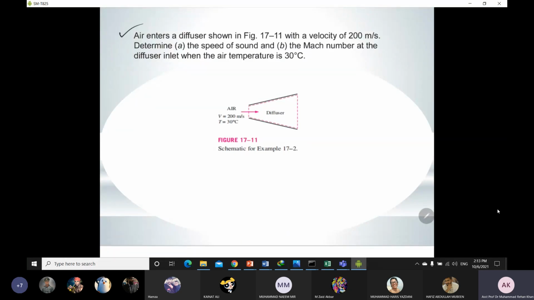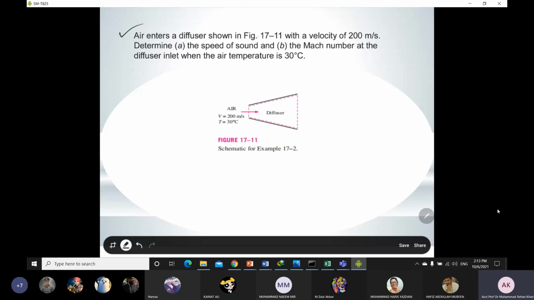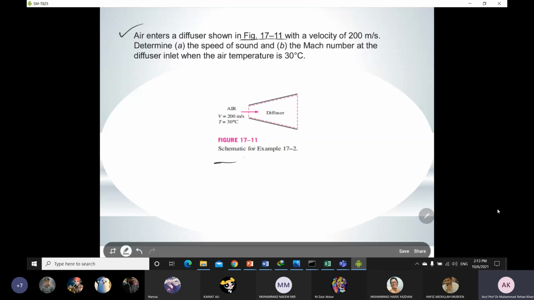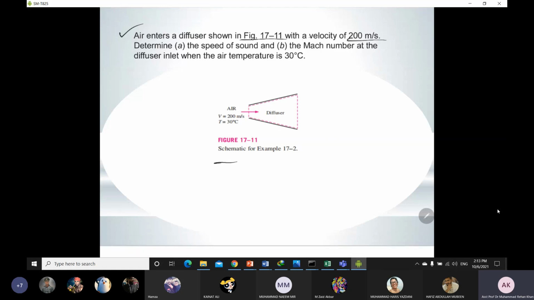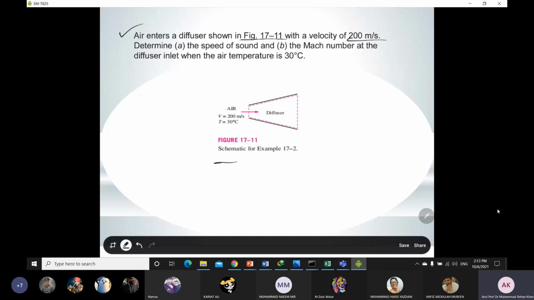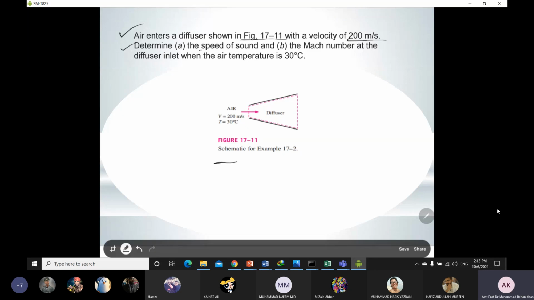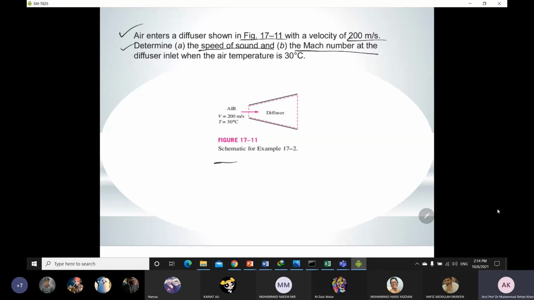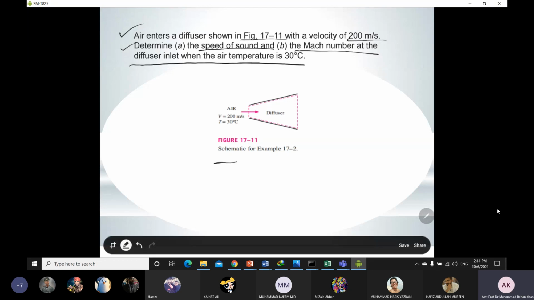Air enters a diffuser shown in this figure with a velocity of 200 meter per second. You have to determine the speed of sound and Mach number at the diffuser inlet when the air temperature is 30 degrees Celsius. This is your question. So you have to note down the required data, and then we will see how to solve it.